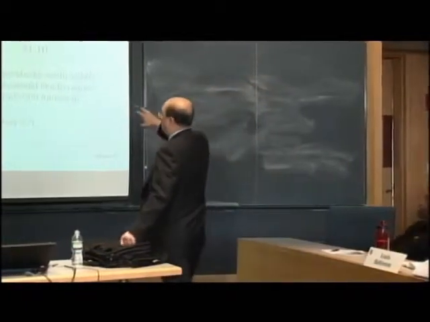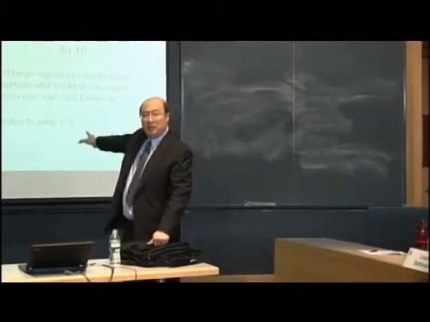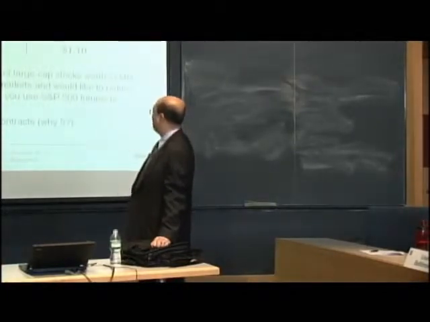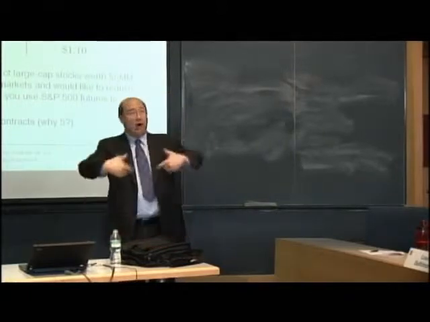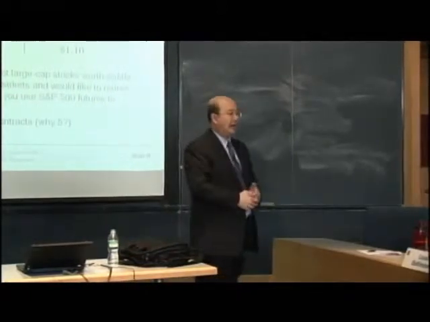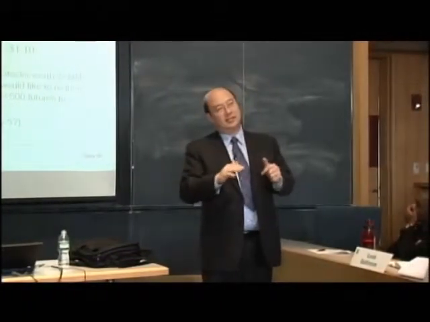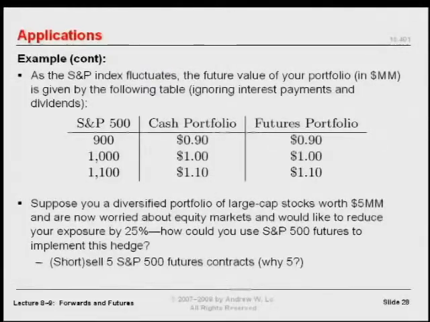So suppose now, as a different example, you have a diversified portfolio of large cap stocks worth $5 million. So you already own the stocks, and it's currently worth $5 million, but you don't have any confidence that the market is going to stay where it is. You think it's going to go down, and so you want to hedge some of that risk. You don't want to hedge all of it because you do have faith that over time markets will do well, but you just want to be able to dampen a little bit of the downward spiral if it does occur.